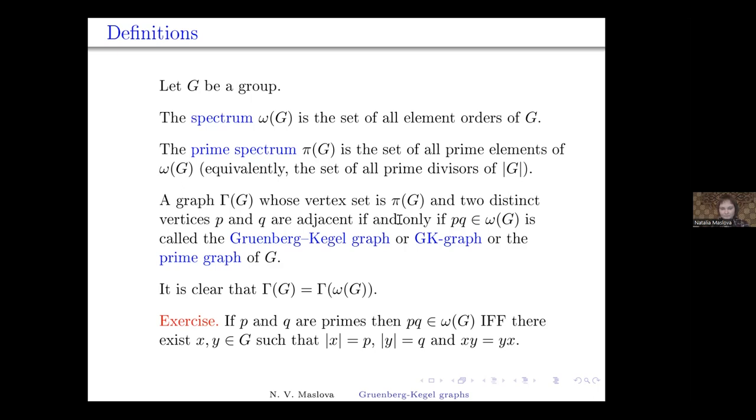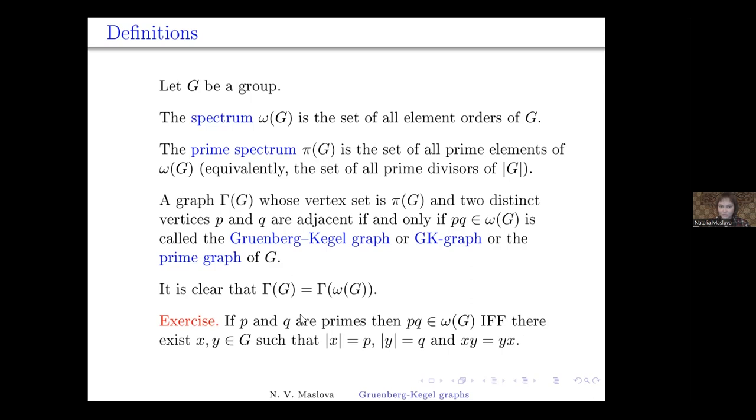And here we have a good exercise. If we take two primes, p and q, then their product pq belongs to the spectrum of the group G if and only if there are two elements of G of orders p and q respectively, which commute.